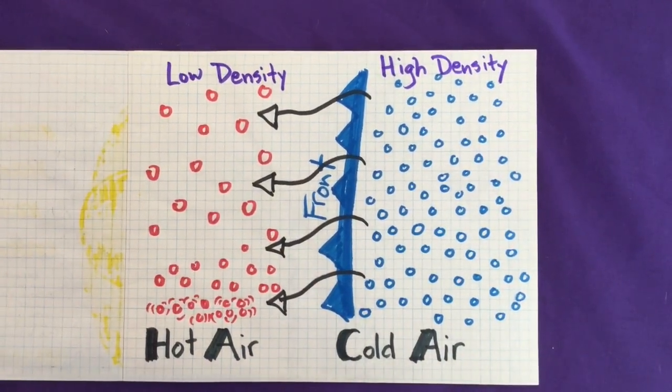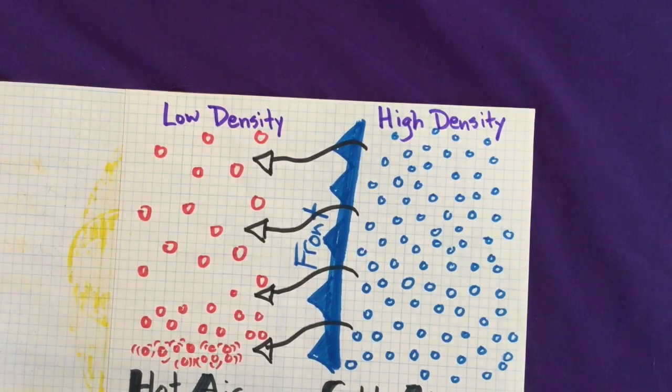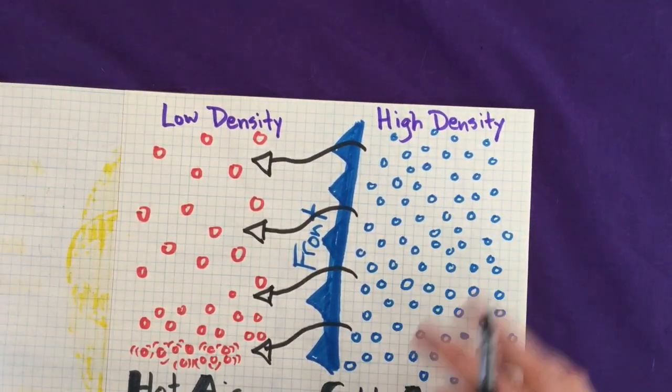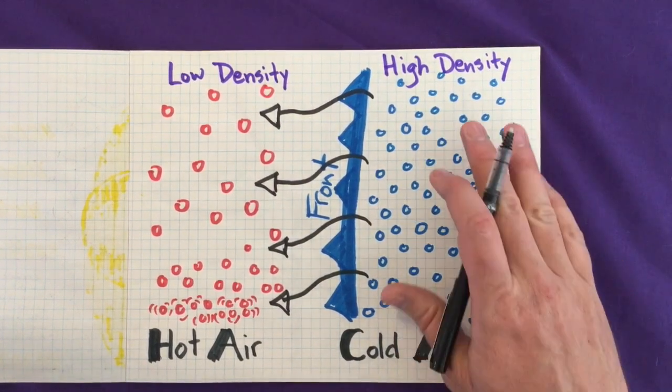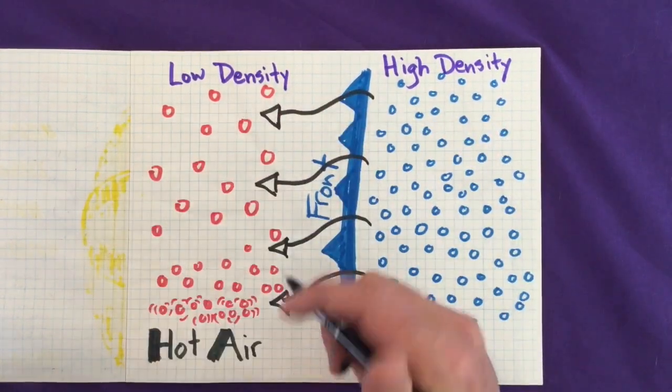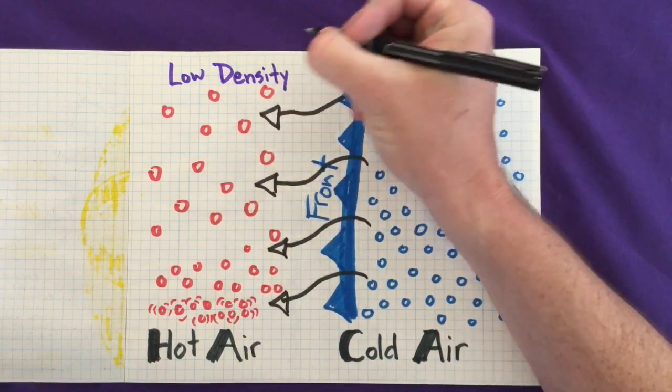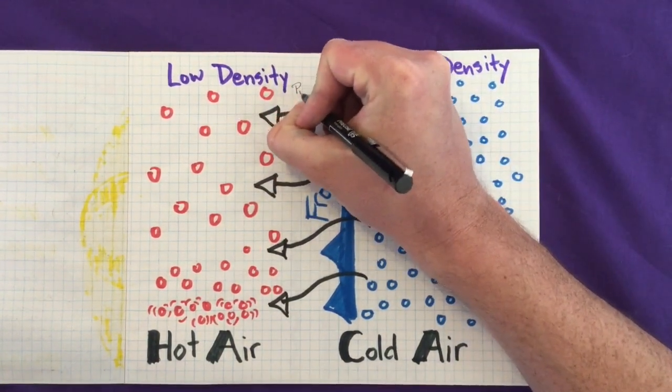Now, before we go much further, I do want to let you know that some people, when they're talking about wind and weather and the atmosphere in terms of high density versus low density, they'll use another term. Instead of density, they'll say pressure.